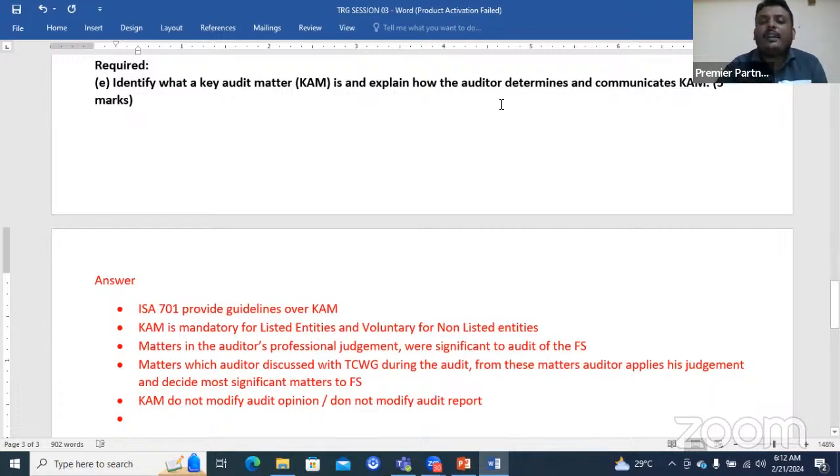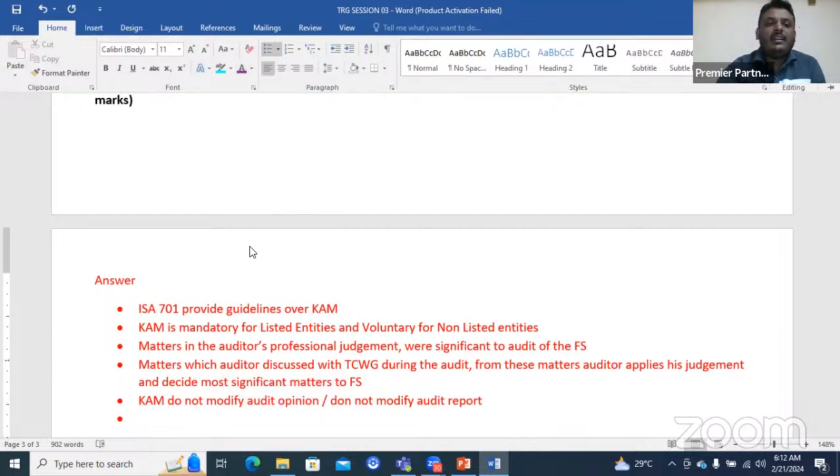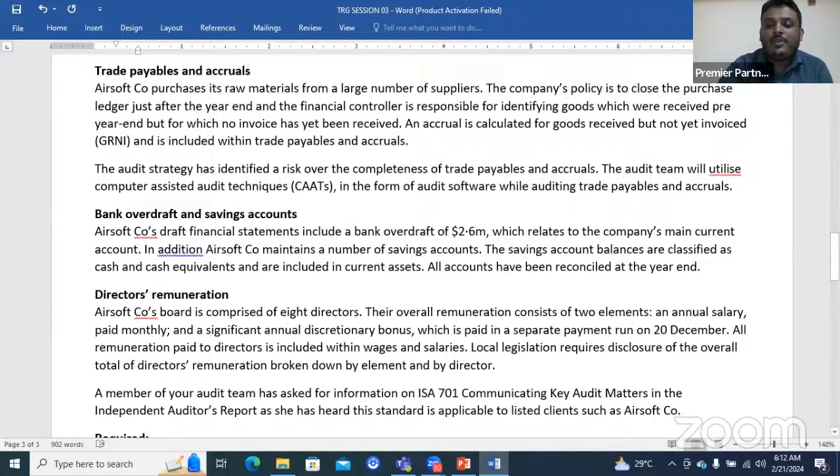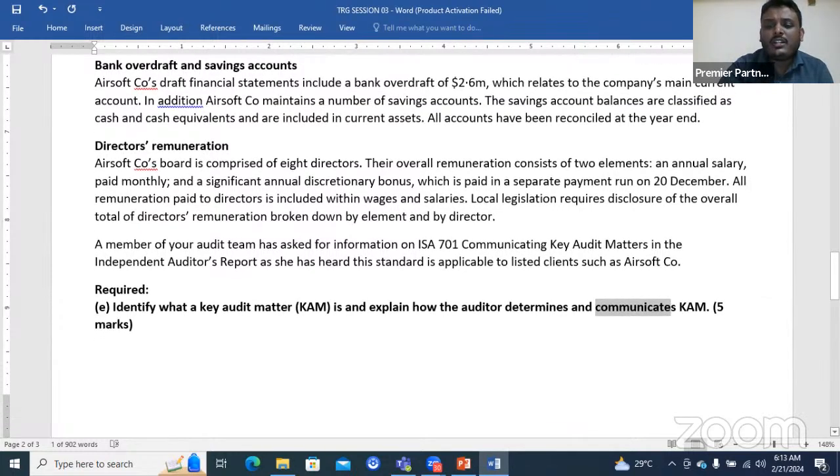So this is how we determine key audit matters. The red color points are the way to determine key audit matters. Now I am going to change the color. These points are what we communicate. Always try to understand the question verbs. First one, they said how the auditor determines. This is how we determine. The next color is how to communicate, what to communicate.